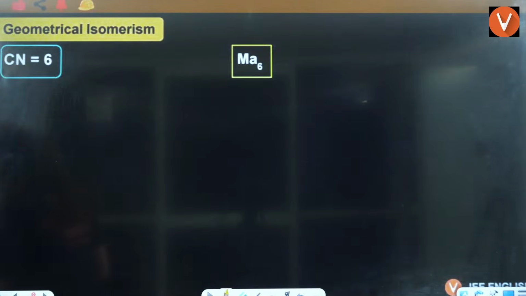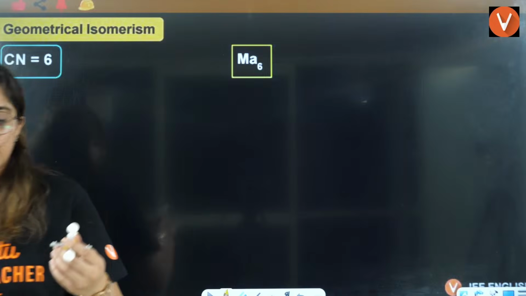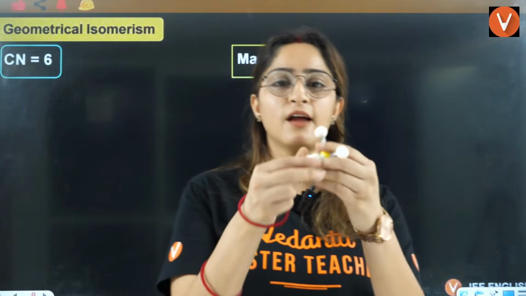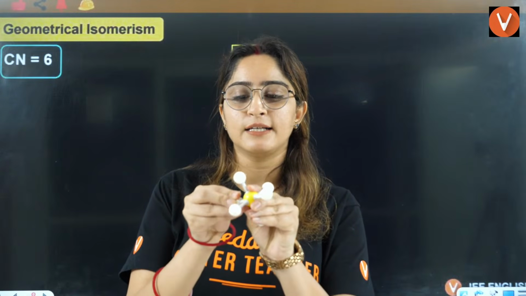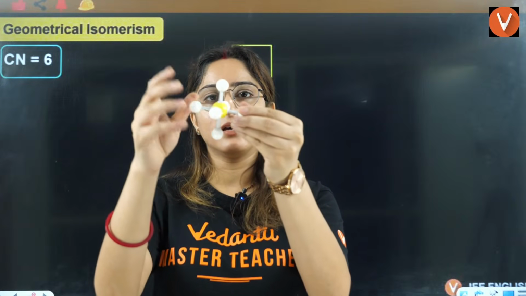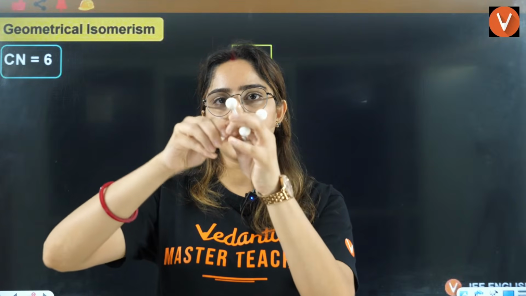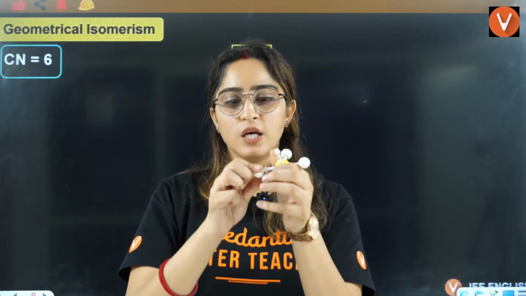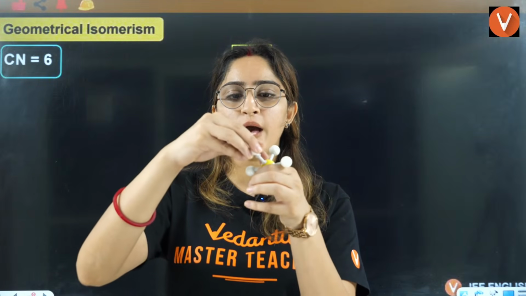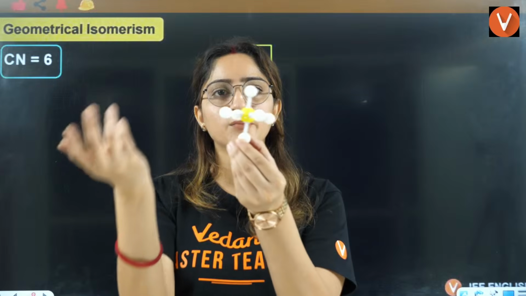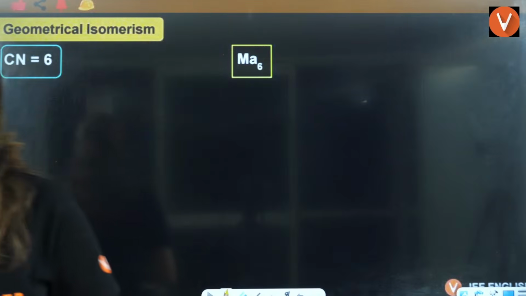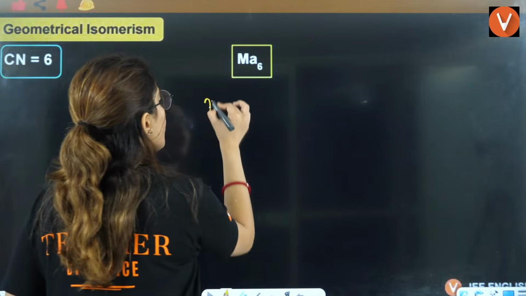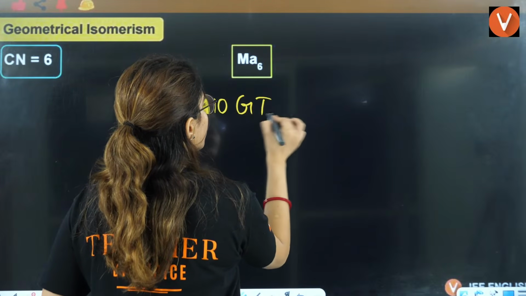How can you say that is possible? There is no possibility of cis and trans here. Can you see that? Even if I change this with this one, nothing is going to happen. It will remain the same only. So there is definitely no GI possible here.